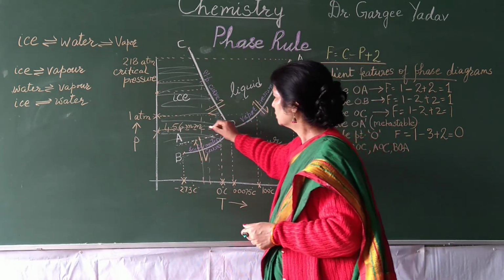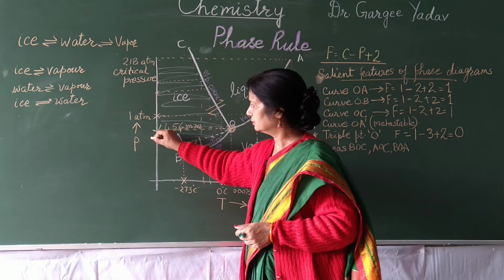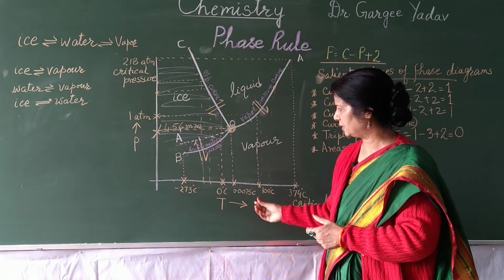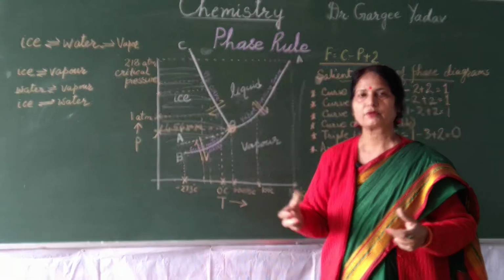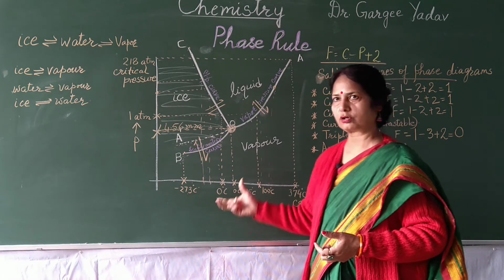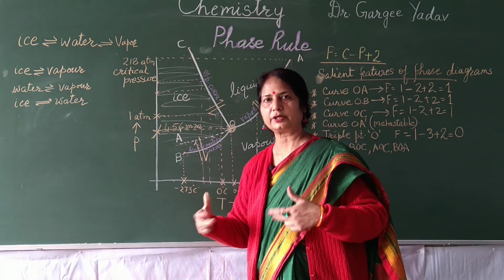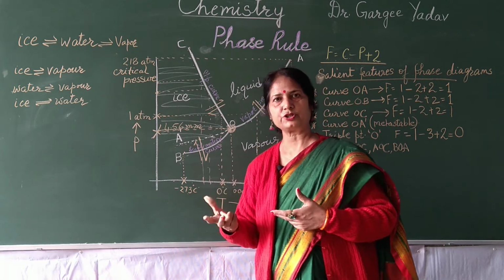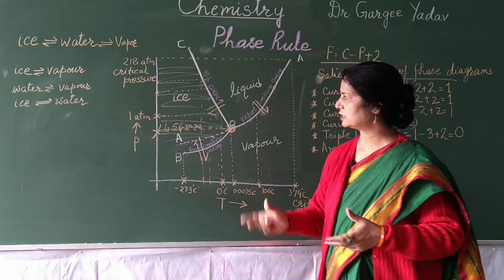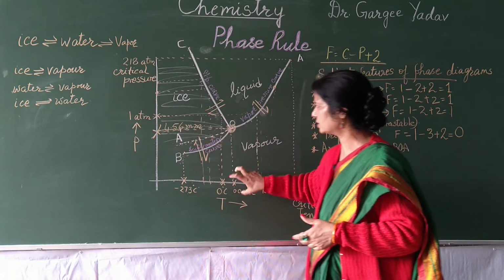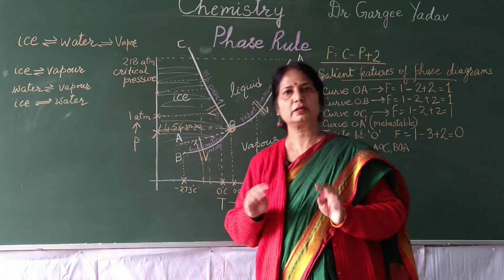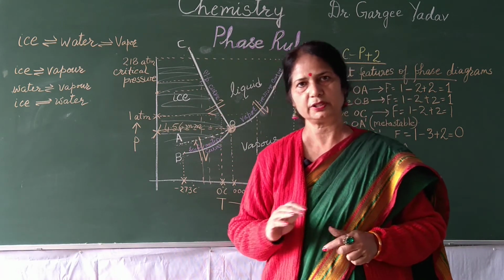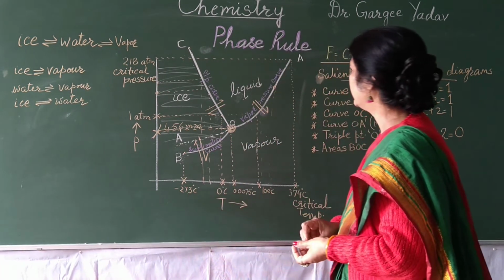So these two conditions, pressure and temperature values, are fixed for the triple point, and we need not fix them. This is the meaning of the degree of freedom being 0. We don't have to fix either the pressure or the temperature; they are automatically fixed. If we have this much pressure and this much temperature, then definitely the three phases coexist together with each other.